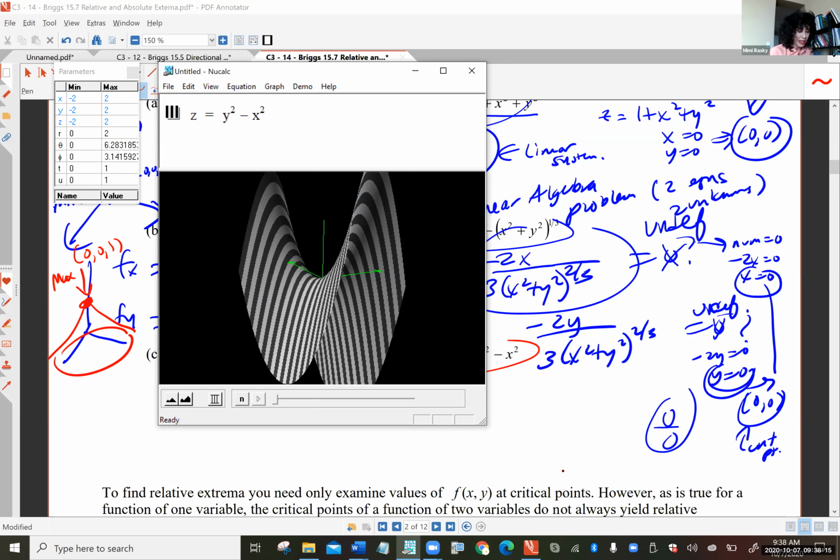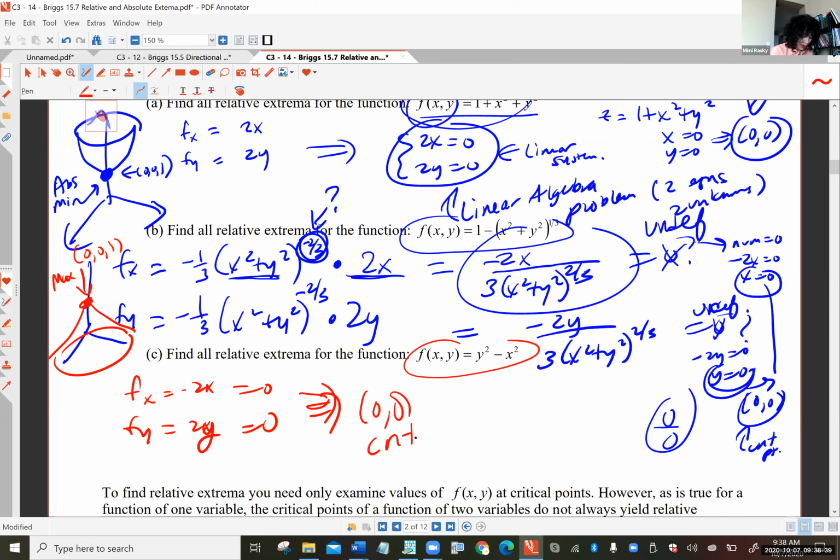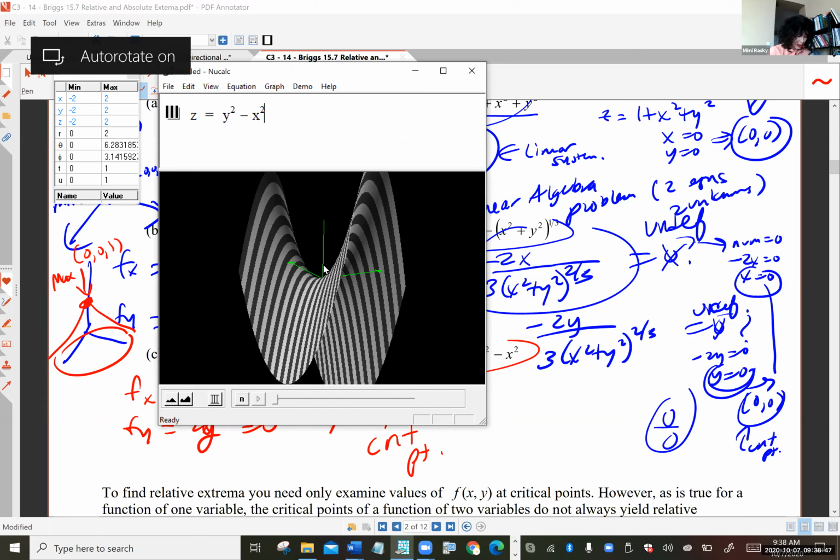Now, does that have a max or a min? Well, let's get the partials and set them equal to 0. So fx is negative 2x, and fy is 2y, and then you set them equal to 0. You set these equal to 0, and you go, oh, what does that mean? It means my laptop's too slow. 0, 0 is a critical point. Well, is there a max or a min at that critical point? If you look at the surface I have graphed for you, 0, 0 is occurring right there where my cursor is. It doesn't really look like it's going to be a max or a min.